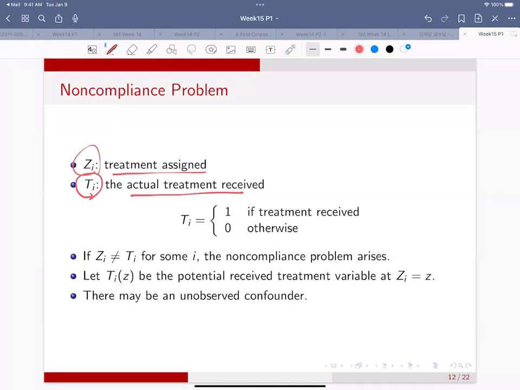We observe Z and T, of course, but sometimes we don't have equality. Then that problem is called a non-compliance problem. And T is actually the reaction of people, right? So then you could view it as a potential. It's not potential outcome. It's more like a potential treatment.